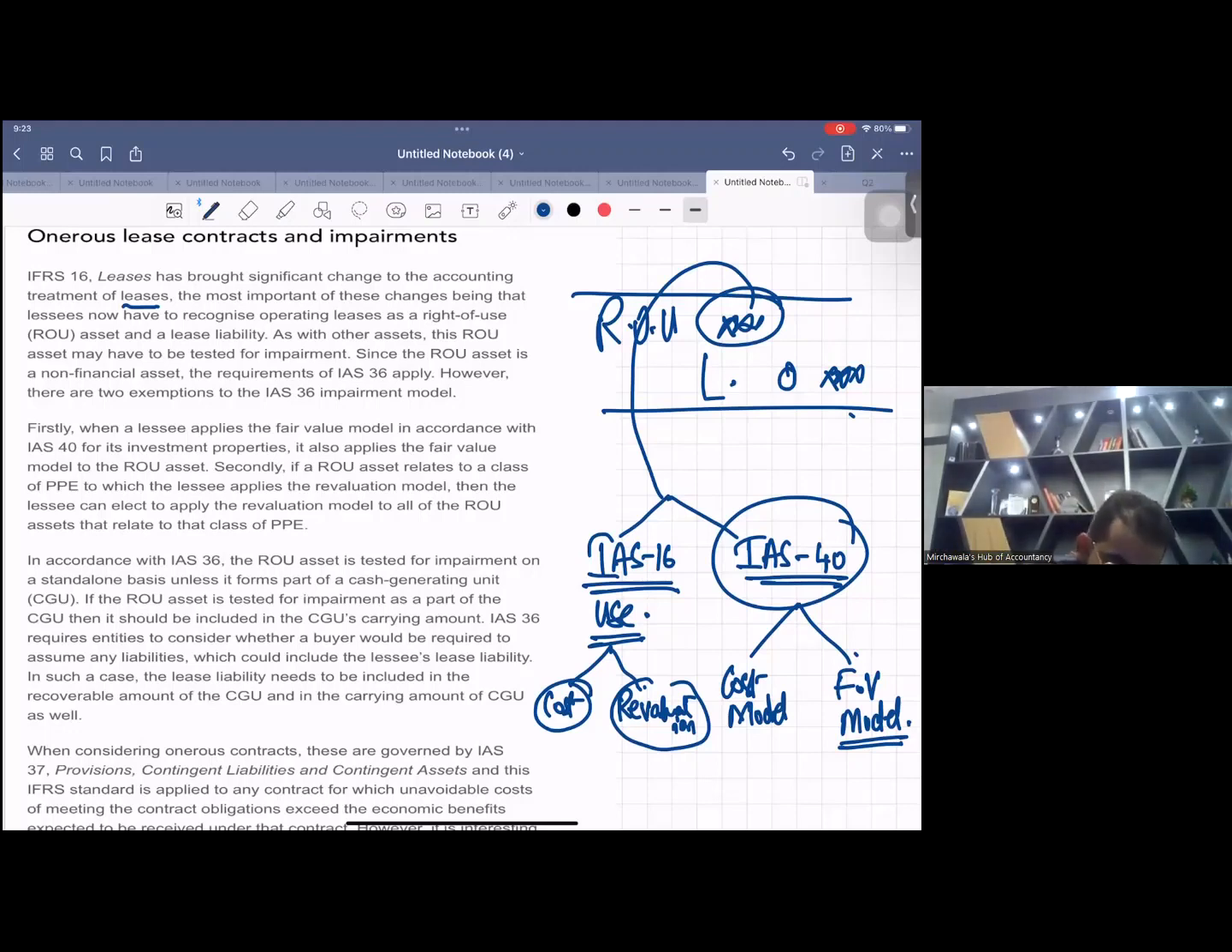As with other assets, this ROU asset may have to be tested for impairment. Since the ROU asset is a non-financial asset, and we all know ROU is not a financial asset. On financial assets there is a separate world of impairment: stage 1, stage 2, ECL, the expected credit loss model. There we don't apply IAS 36. But ROU is a non-financial asset, so the requirements of IAS 36 apply.